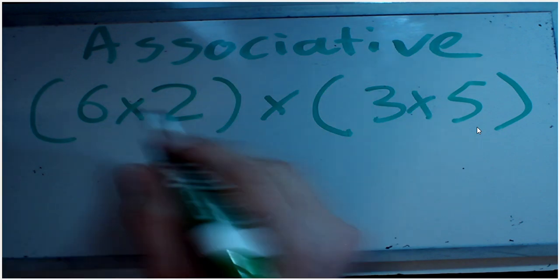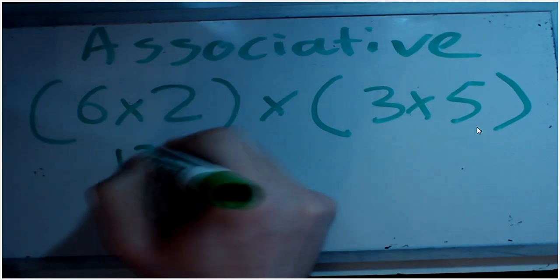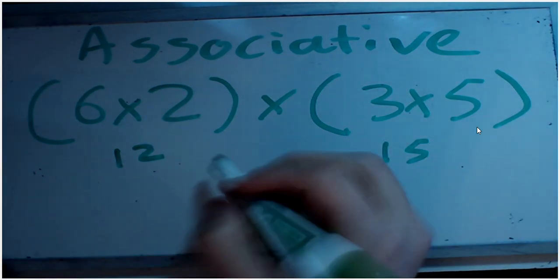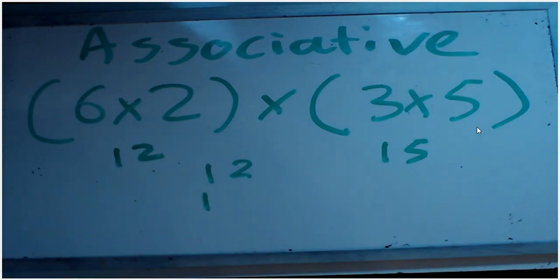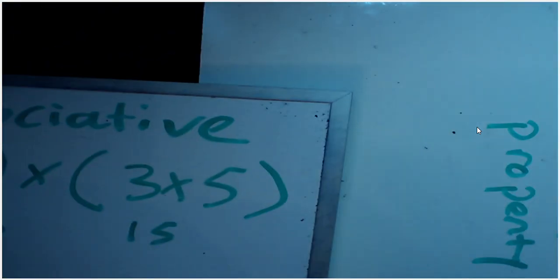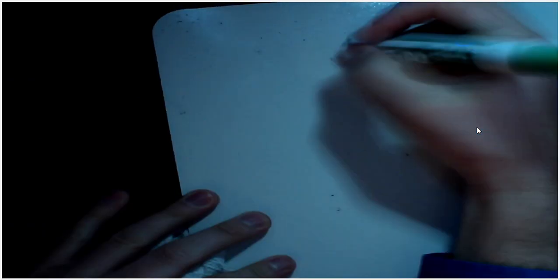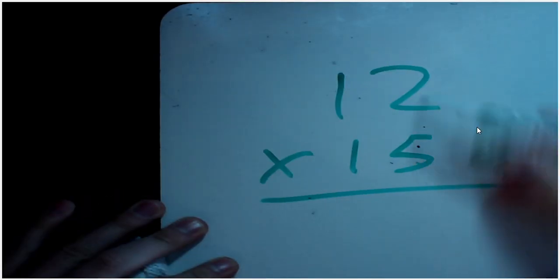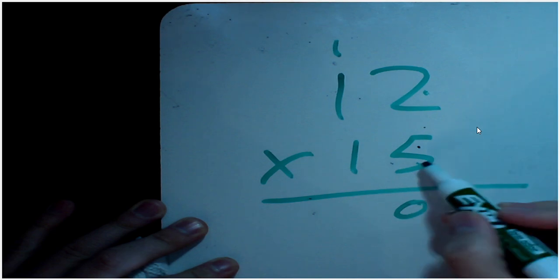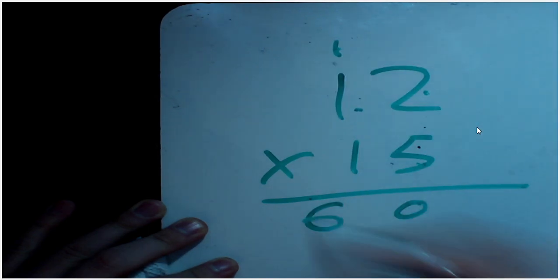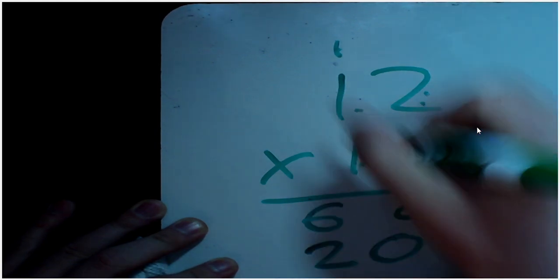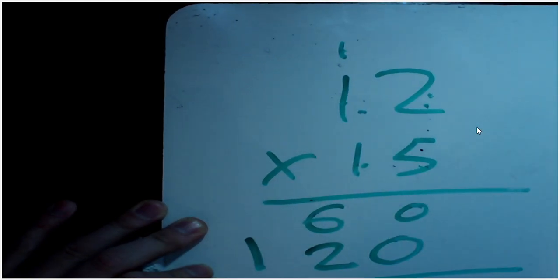6 times 2 is 12. 3 times 5 is 15. 12 times 15, I'm going to do that one along. Go ahead and do that one on the side here. 12 times 15. And 5 times 2 is 10. Carry my 1. 5 times 1 is 5, plus 1 is 6. Annex my 0. 1 times 2 is 2. 1 times 1 is 1. Add them up together is 180.